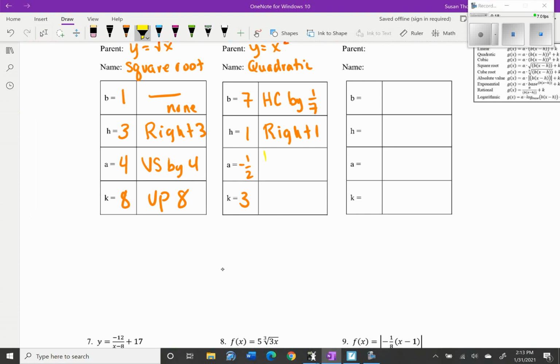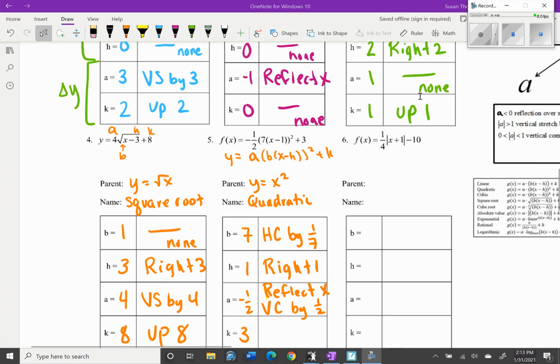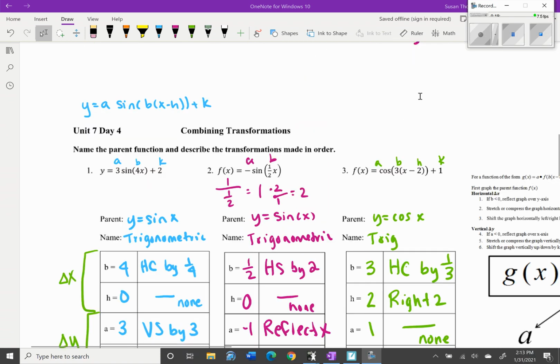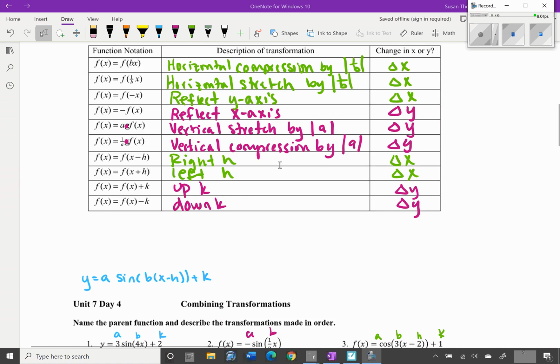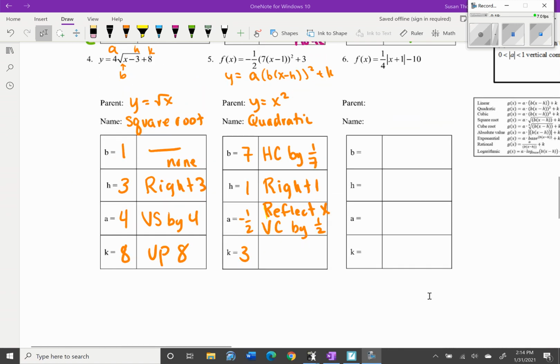So for this one, we would reflect across the x-axis, and we also have a vertical compression by 1/2. Notice I didn't put the negative there, so the negative was a different transformation, the reflection. And just as a reminder, if you go back up here, notice it's always vertical stretch or vertical compression by the absolute value of a. And then that last one is that 3, which is going to move your graph up 3.